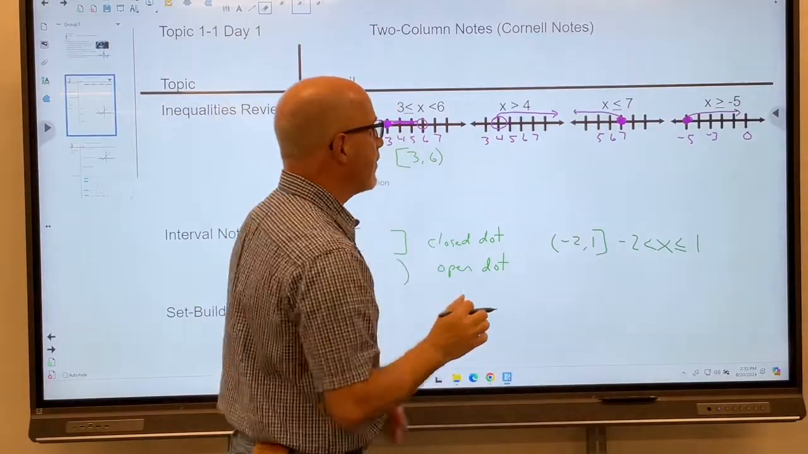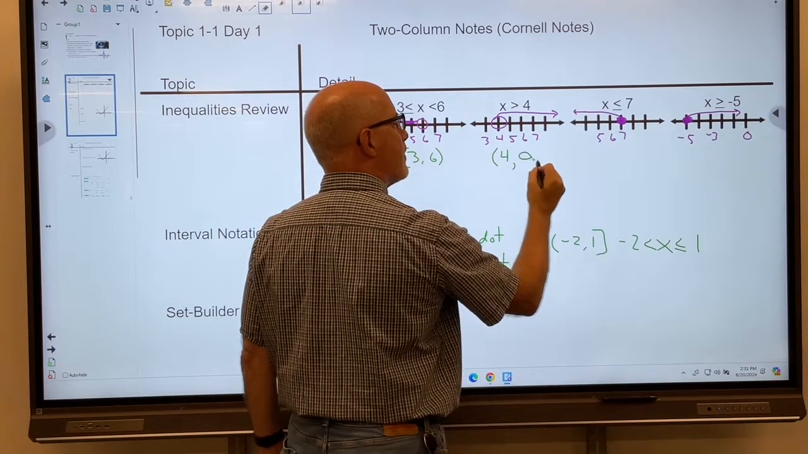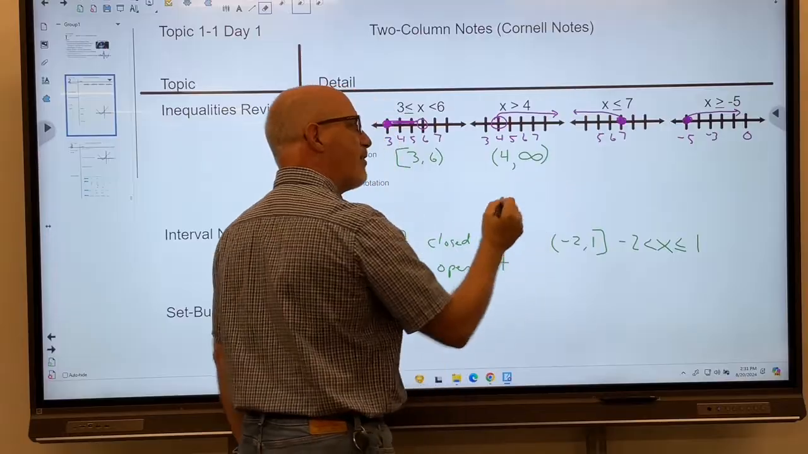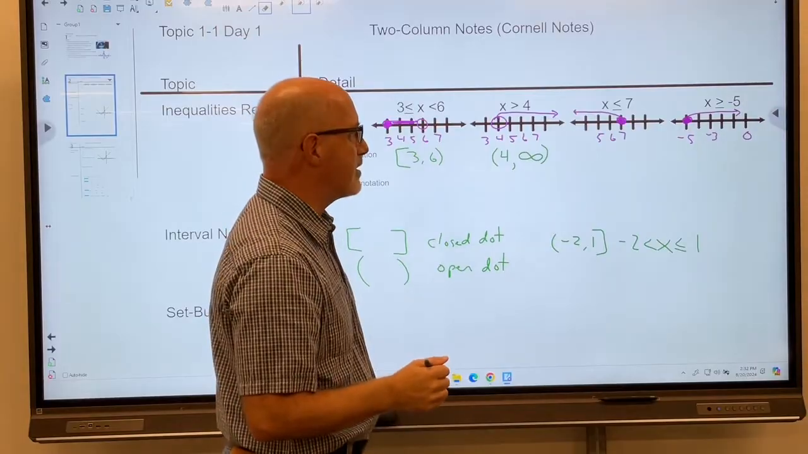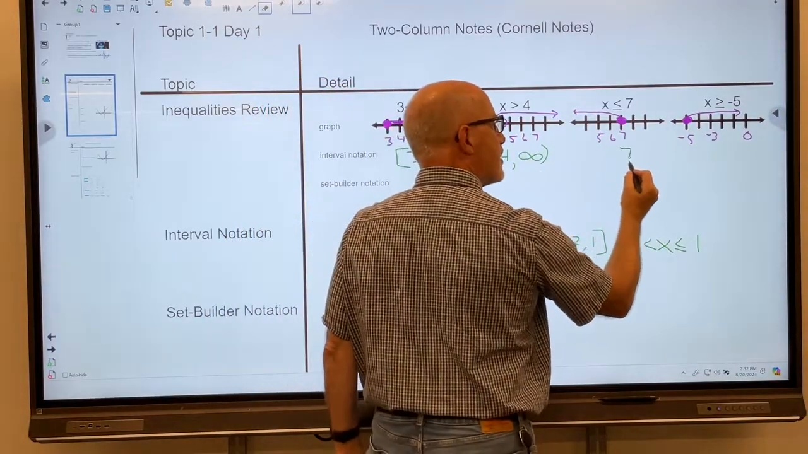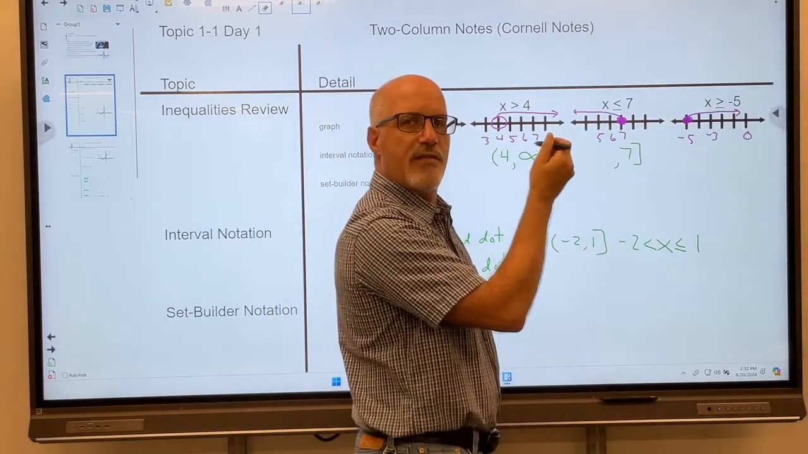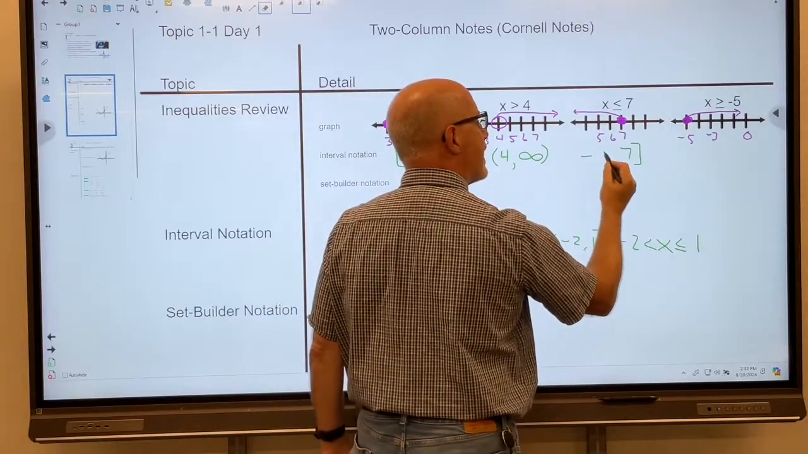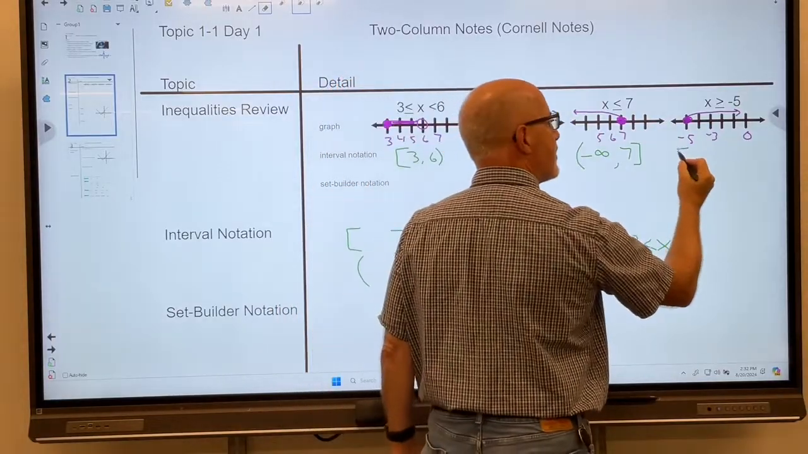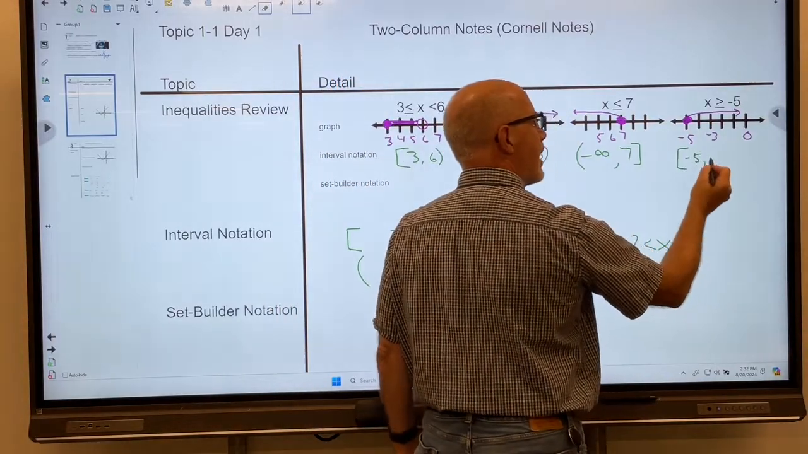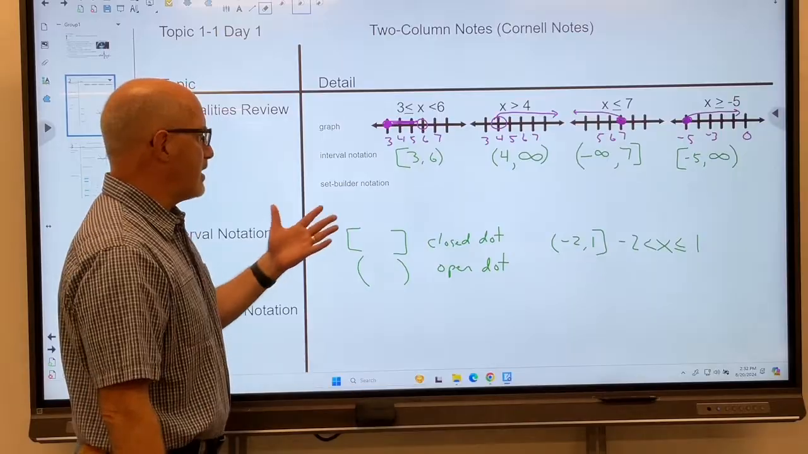because it includes 3, does not include 6. Here, for the x values greater than 4, the 4 is the smallest number, and then it goes off to infinity. So you list infinity. You never actually get to infinity, so don't put a bracket on infinity. Instead, always put a parentheses. This one, 7 is the largest number, so it's going to have a bracket on this side. And then we go off in the negative direction an infinite amount, so you put negative infinity here with a parentheses. And lastly, -5 is our smallest number, so you put a bracket on that, and then you go off to infinity, which gets a parentheses. All right, so that's interval notation.